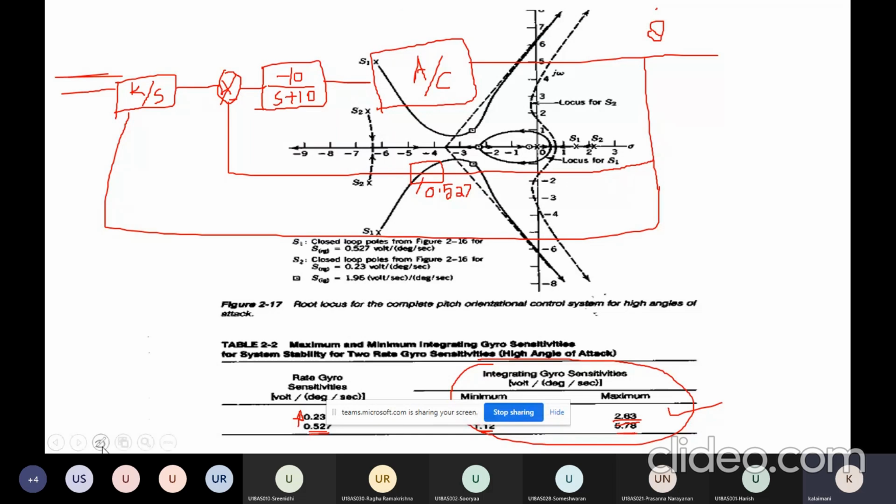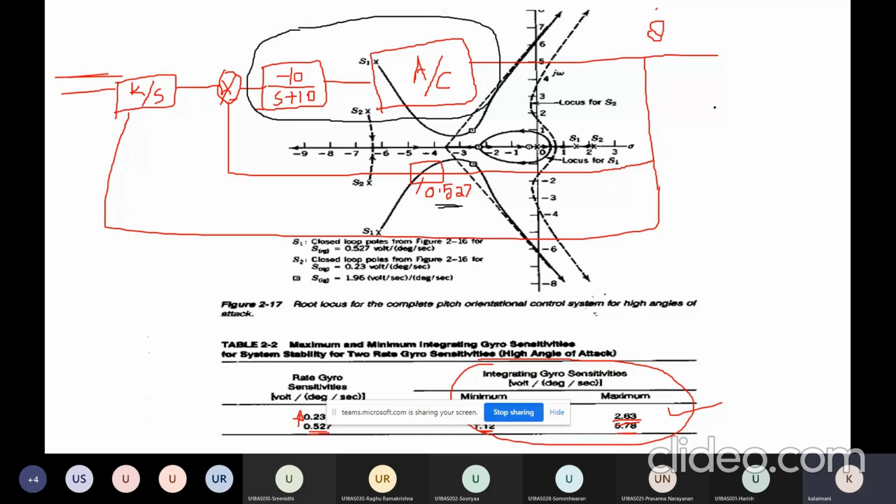Now these two blocks are cascade blocks. While applying block diagram reduction techniques, you just multiply these two blocks, then make them a single block. Then the feedback is the rate gyro sensitivity, which has a value of 0.527. If it is 0.527, then we have to find the inner loop transfer function, that means the closed loop poles of the inner loop transfer function, which may be the open loop for the given overall closed loop control system. If we find the closed loop poles for this case, then it is the open loop for the outer loop case.